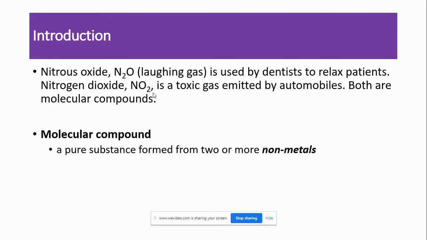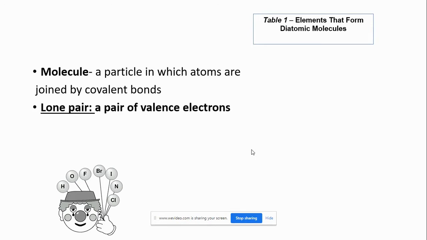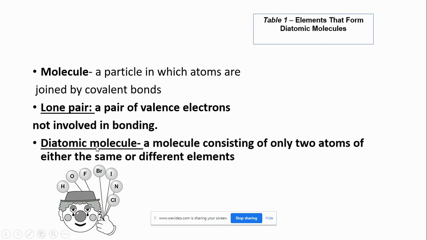So what is a molecular compound? It's a pure substance formed from two or more nonmetals, chemically combined. A molecule is a particle in which atoms are joined by covalent or molecular bonds by sharing. What is a lone pair? It's a pair of valence electrons not involved in bonding. What is a diatomic molecule? It's a molecule consisting of only two atoms of the same or different elements. In this case, we say they're the same.